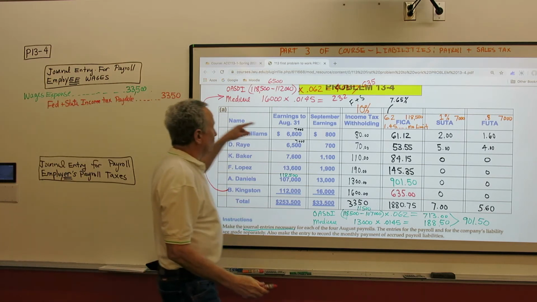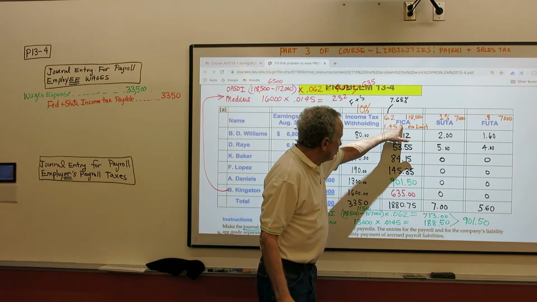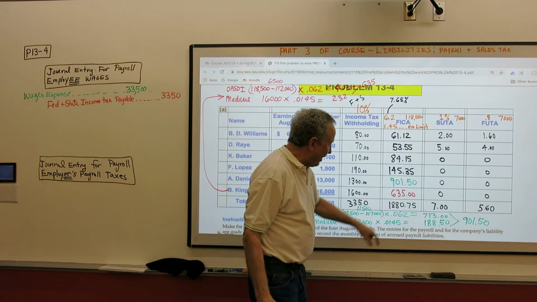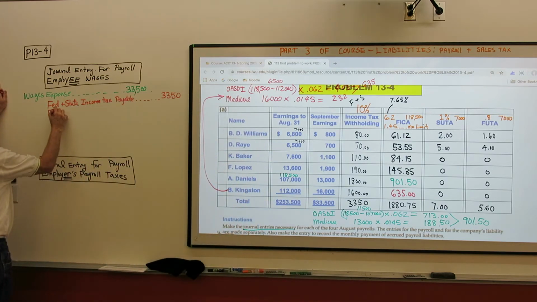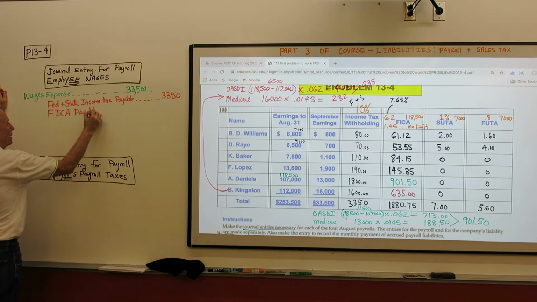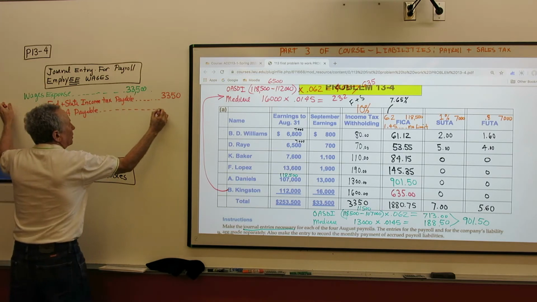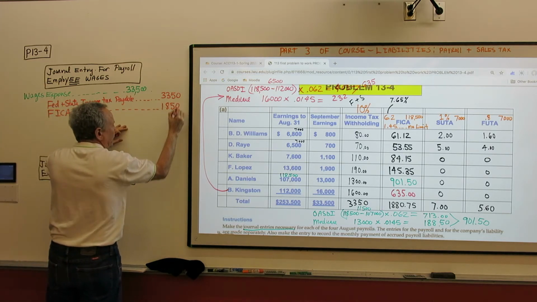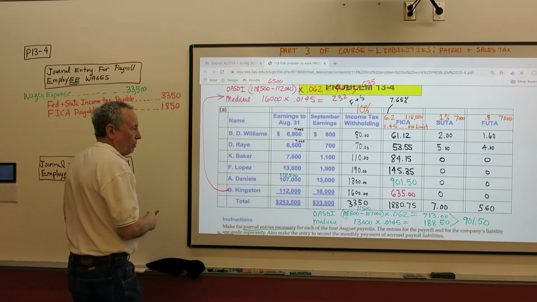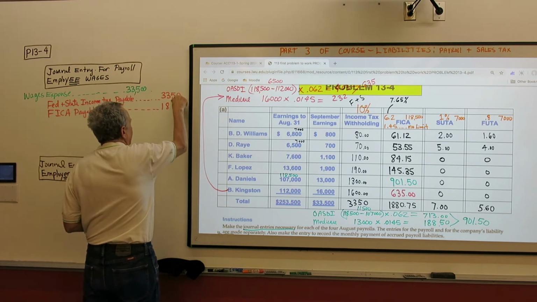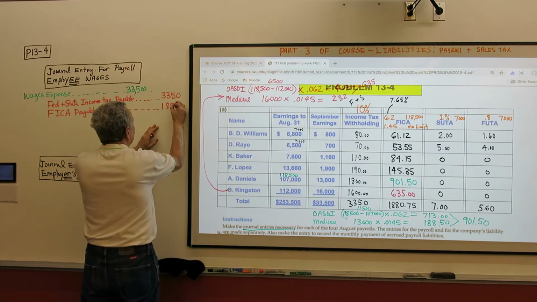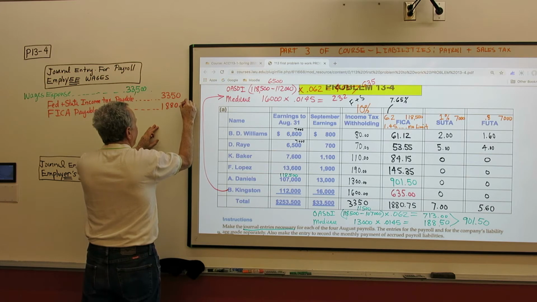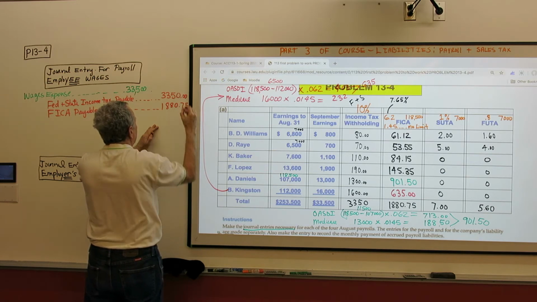Also, we're going to withhold from their pay the Social Security, $1,880.75. Let's call that the FICA payable. Again, a liability. $1,850. Is that what I said? Ooh, way off. $1,880.75. There's no cents on this.